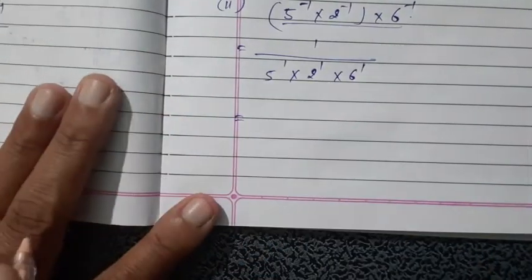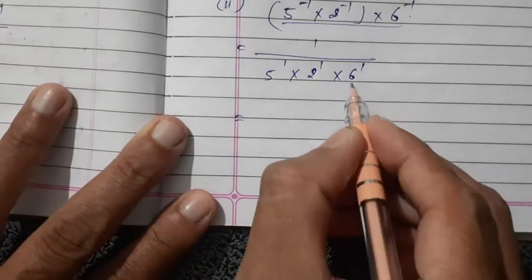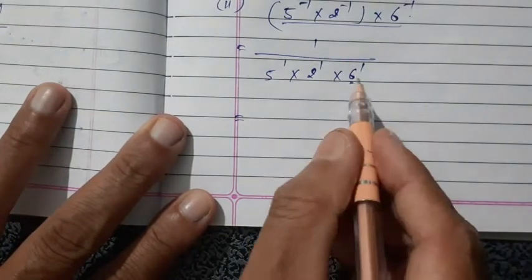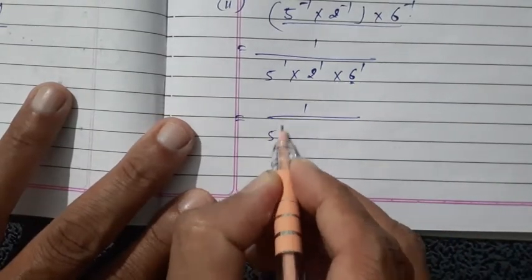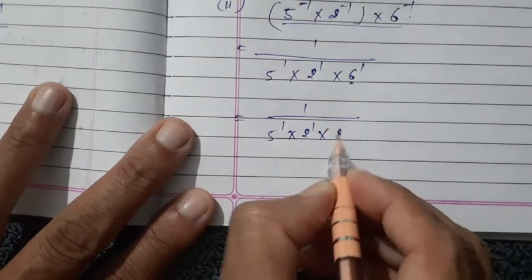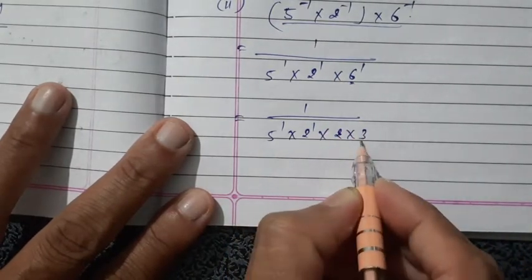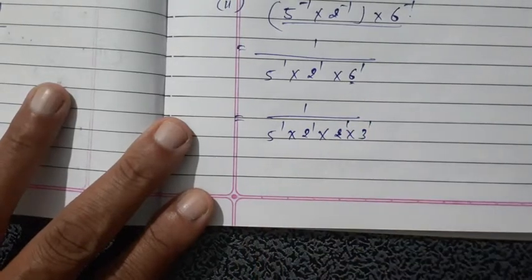Now factorize the non-prime numbers. 6 is not a prime number. So what to do? Factorize that one. So 1 upon 5 raised to 1 into 2 raised to 1 into factors of 6, which is 2 into 3. 2 3s are 6. Okay, and power is 1. So both are having 1 power.